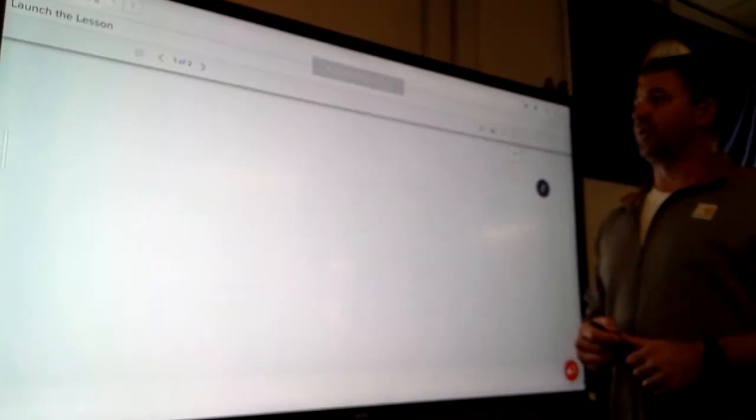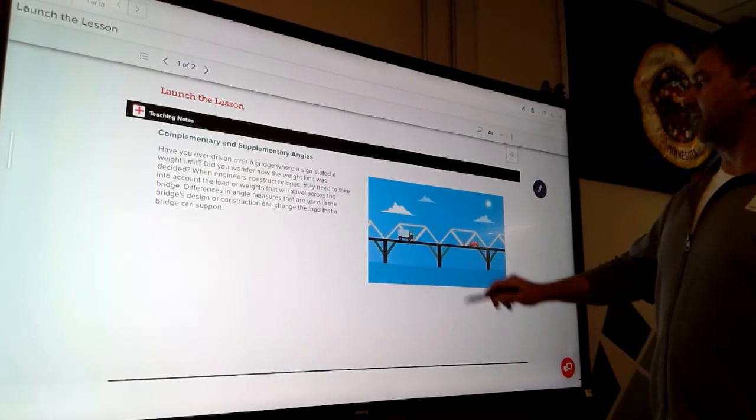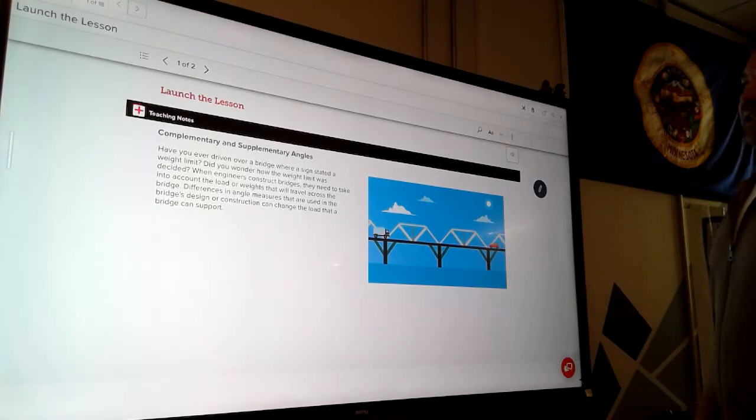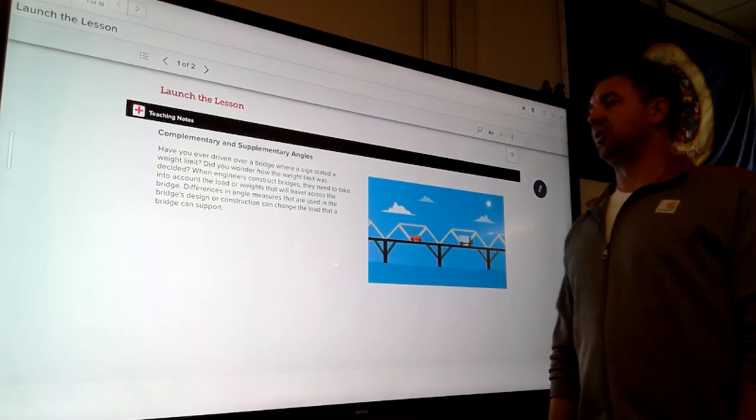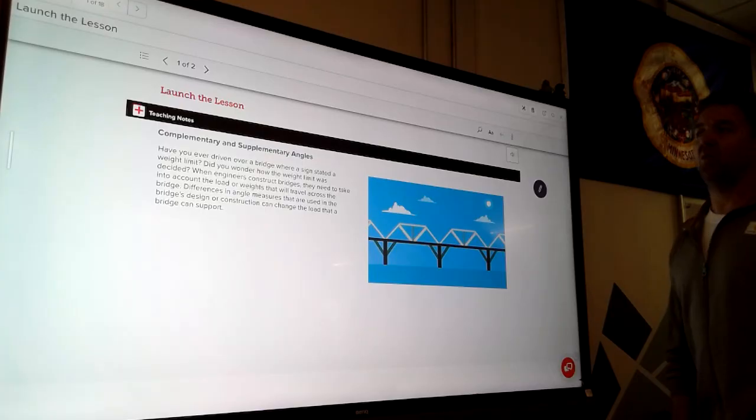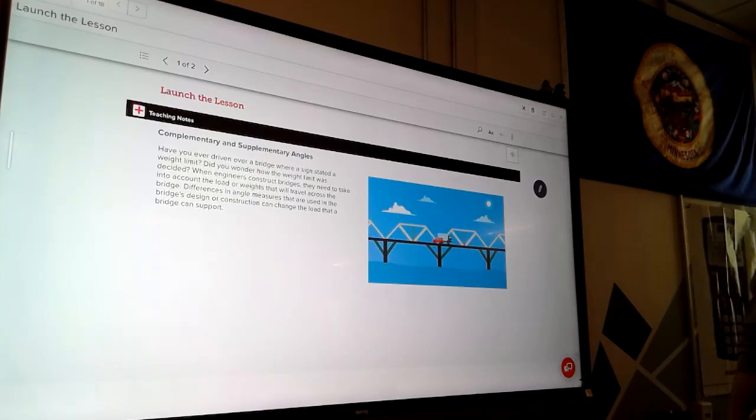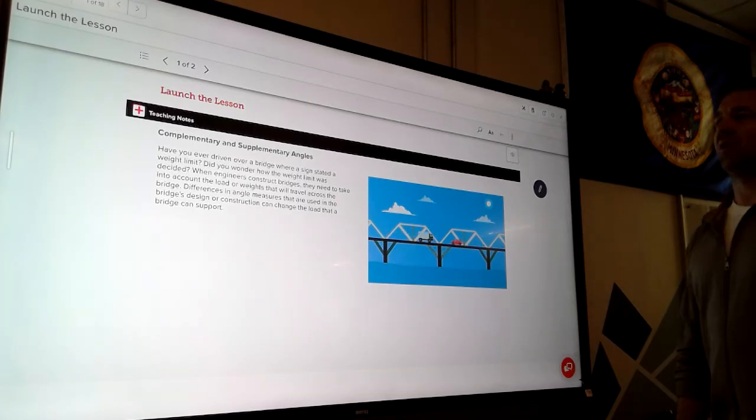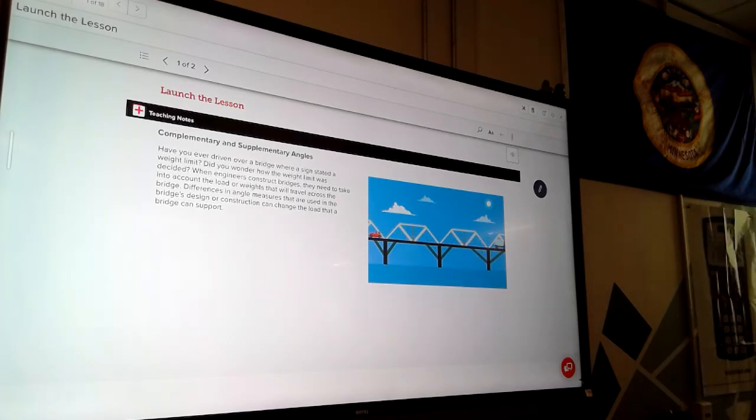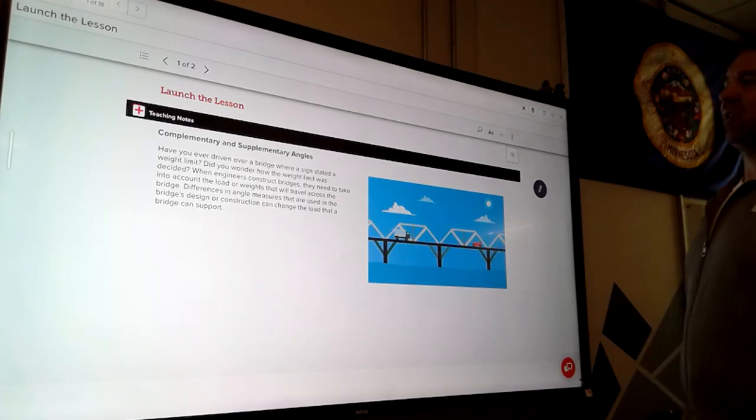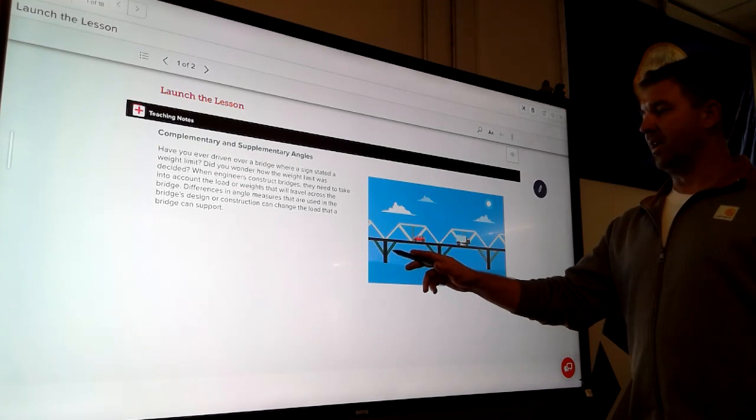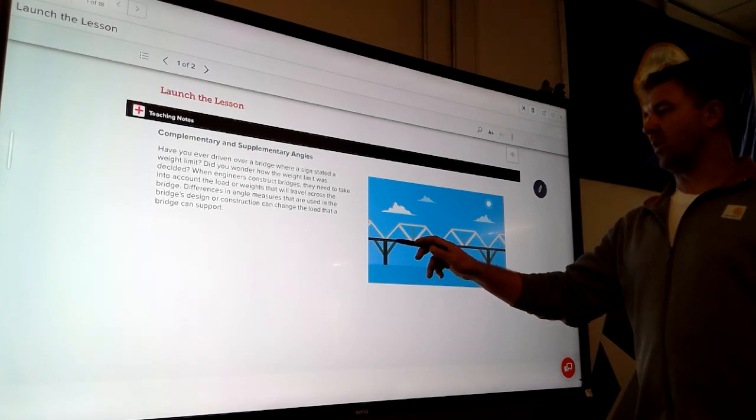Okay, first thing we're going to go through here would be a little bit of a word problem, talking about complementary and supplementary angles. Have you ever driven over a bridge where a sign stated a weight limit? You wonder how the weight limit was decided. When engineers construct bridges, they need to take into account the load or weights that will travel across the bridge. Differences in angle measures that are used in the bridge's design or construction can change the load that a bridge can support.